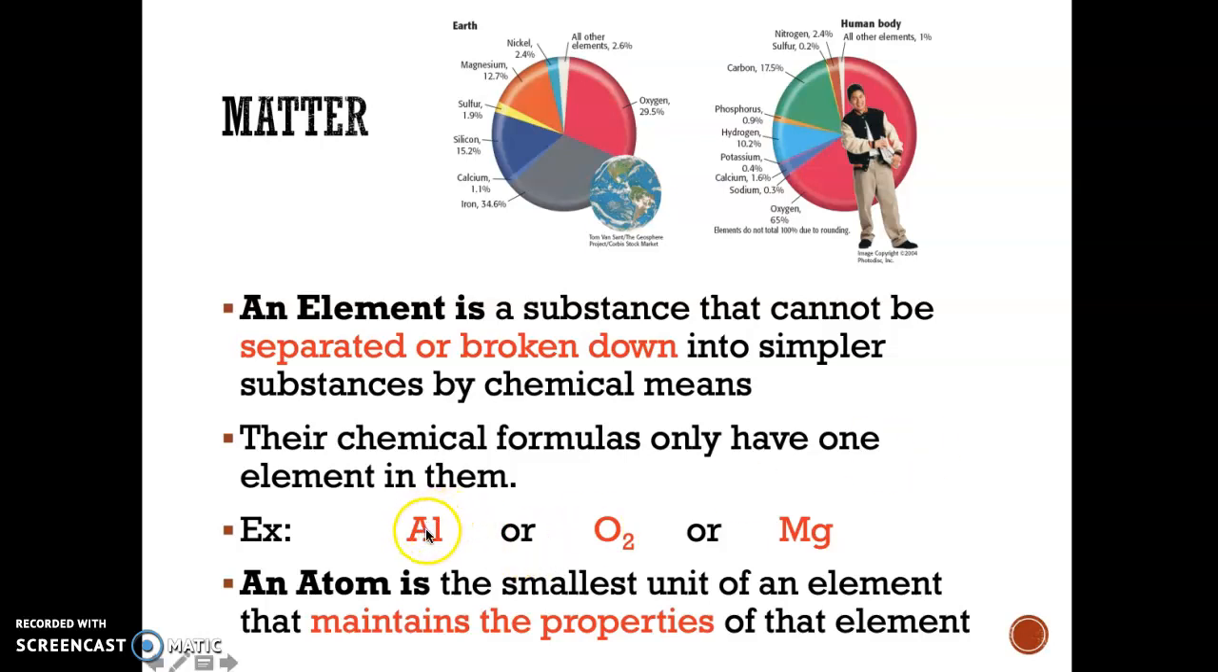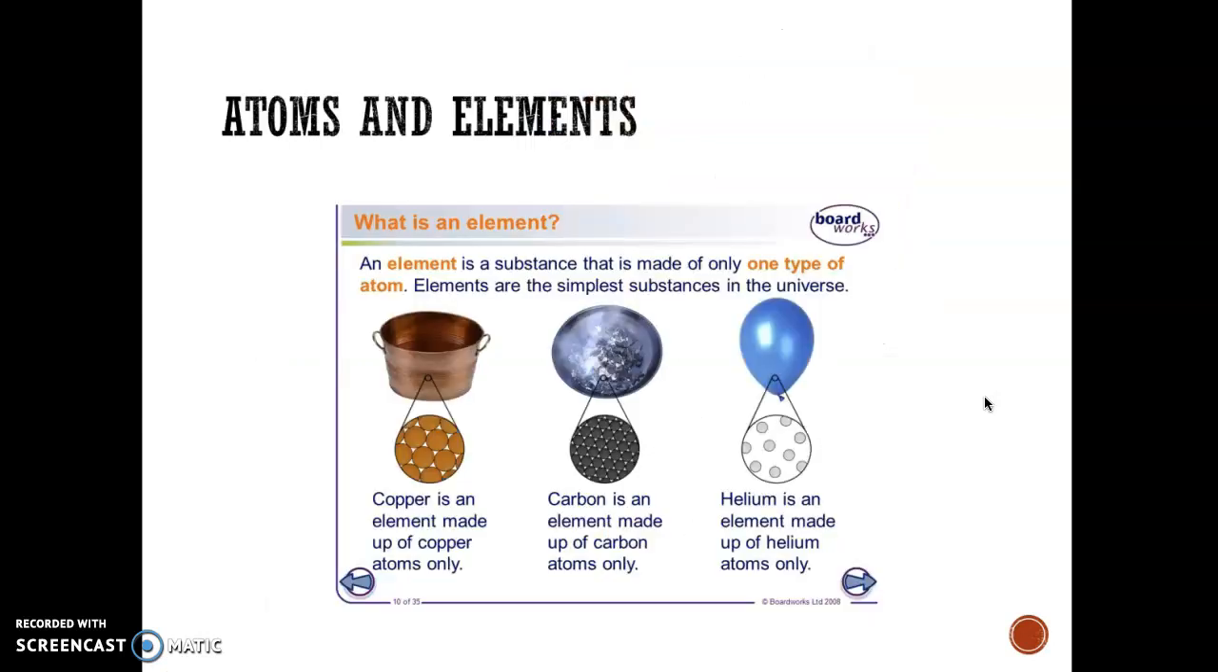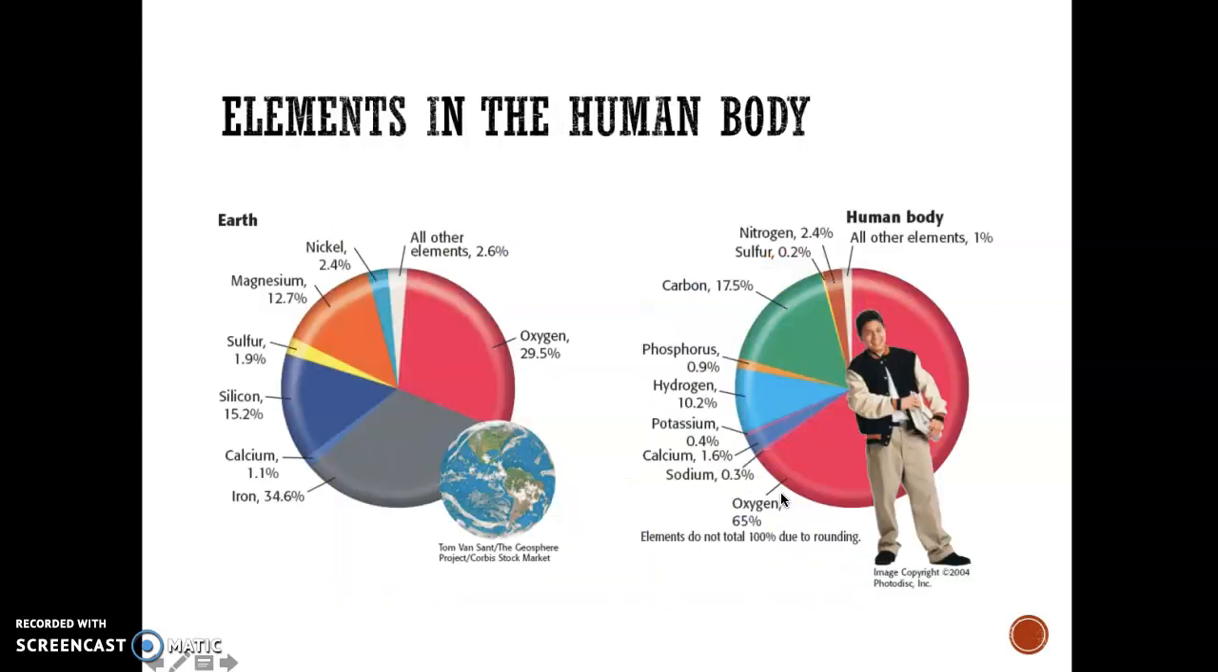And so here this would be an atom of aluminum, an atom of magnesium, and a molecule of oxygen. An atom is the smallest unit of an element that keeps the properties of that element. Okay, so like a single atom. So an element is one type of atom, and you have pure substances for them. So copper, carbon, or helium as an example of different elements.